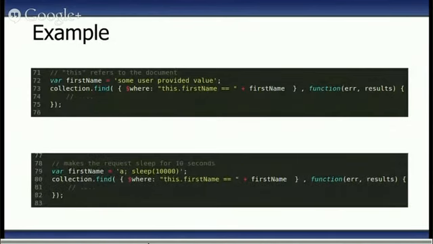So we're going to find where first name, so the user first name is provided by the user, and we're going to say this.firstname is equal to first name of the user. We're going to find, say Bob, for example, in the database. And obviously this is JavaScript here, so this actually gets run on the server in the first example.